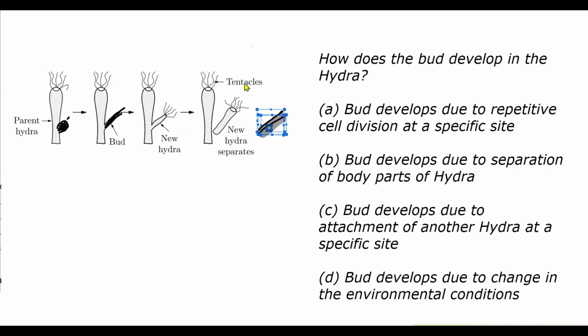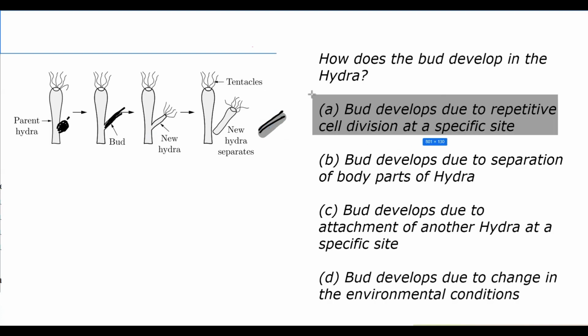Now the question here is this, and I can see the first option is the only correct one: the bud develops due to repeated cell division at a specific site. The specific site, as I said, is the bud over here. Other options are incorrect; for example, the bud develops due to separation of the body parts of the hydra is incorrect.